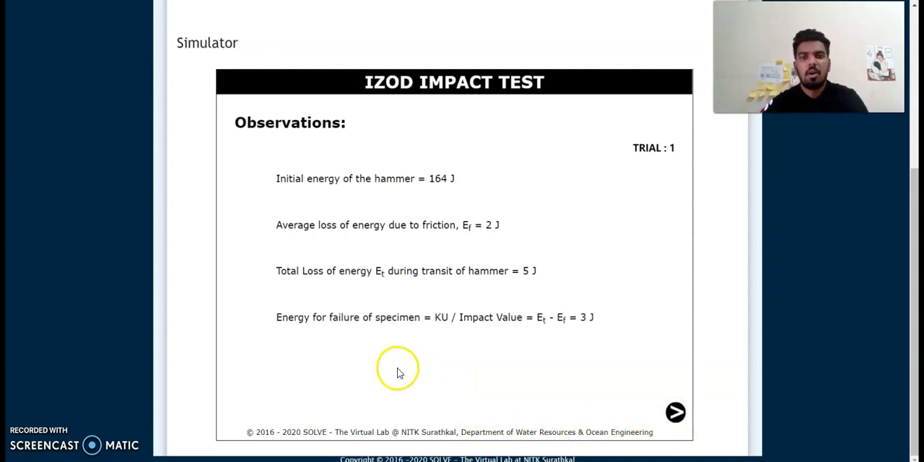Initial energy of the hammer is equal to 164 joule. Average loss of energy due to friction is equal to 2 joule. Total loss of energy during transit of hammer is equal to 5 joule. Energy for failure of specimen, the impact value, is equal to 3 joule.